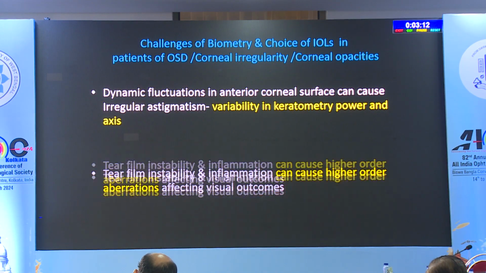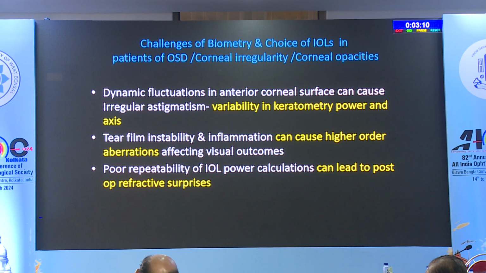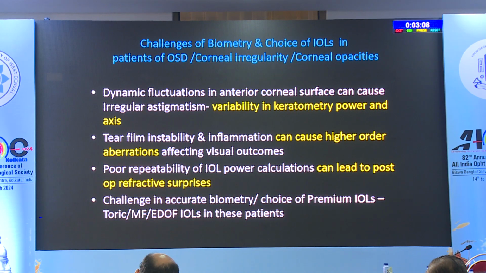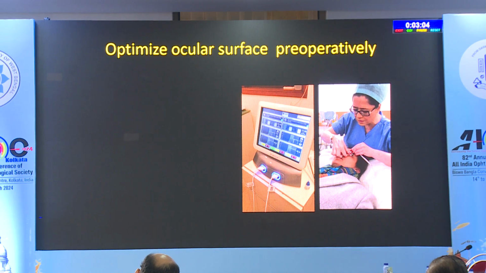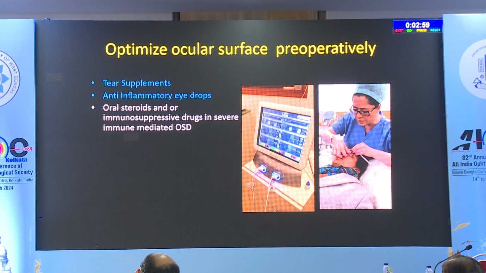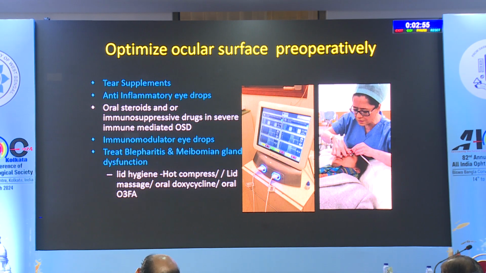So these are multiple areas where your ocular surface will affect the outcomes of your biometry and precision of the IOL power calculation. So first, optimize the ocular surface, whichever way the patient, depending on the dry eye, you may need tear supplements, anti-inflammatory drops, steroids, immunomodulator.